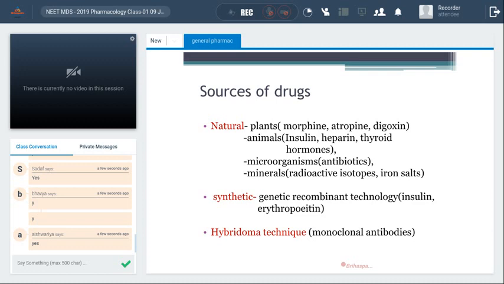But if I have to give erythropoietin to somebody, from where shall I synthesize? So I use DNA recombinant technology to produce this erythropoietin to administer to individuals. So synthetic is basically by using DNA recombinant technology.